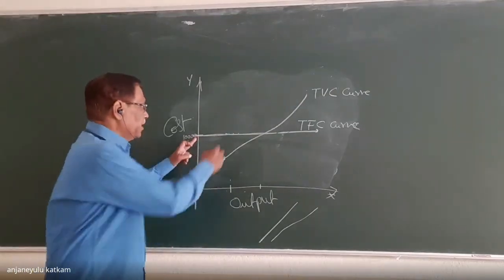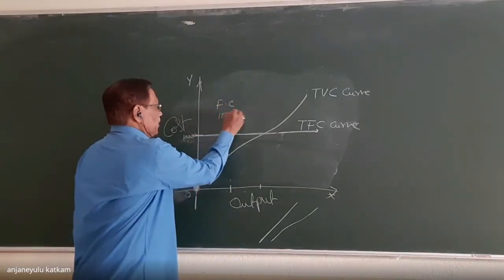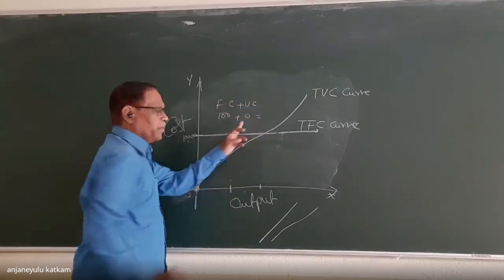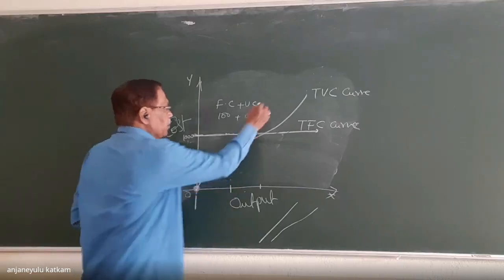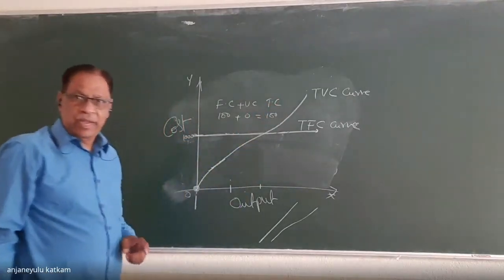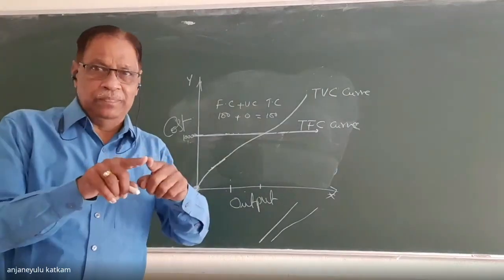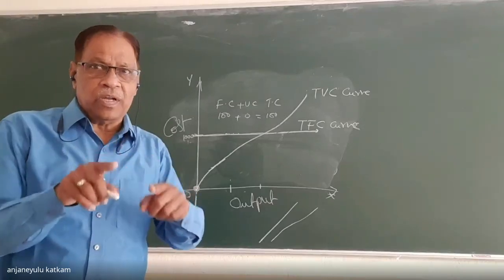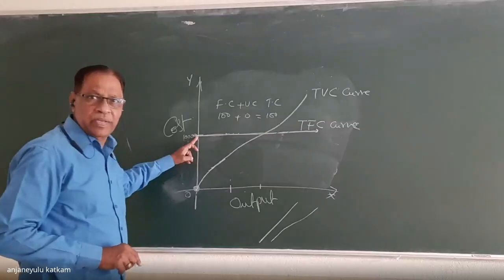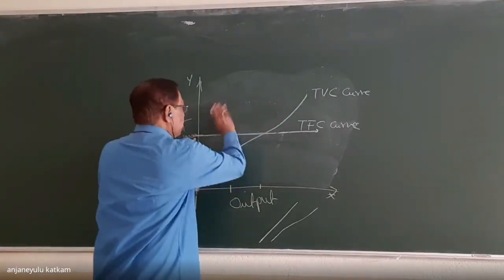Suppose you take an example. Fixed cost is 100 rupees, plus variable cost is zero because the production is zero, and the total cost is also equal to 100. When the production is zero, total cost and fixed cost are the same. Therefore, the total cost curve will start from this point, the beginning of the fixed cost curve. Okay? And it will be rising.